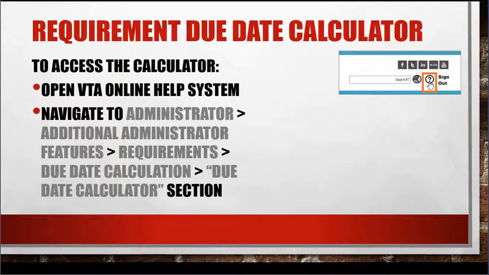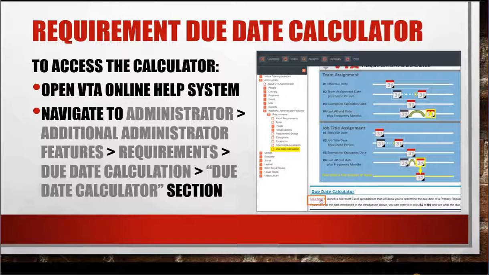So to access the requirement due date calculator, you're going to want to open up the VTA online help system by clicking the question mark next to your sign out. And once you have the full online help system open, you're going to navigate to Administrator, Additional Administrator Features, Requirements, and you'll see Due Date Calculation. If you scroll all the way to the bottom of that page, you'll see the Due Date Calculator and there'll be a link to download that file.